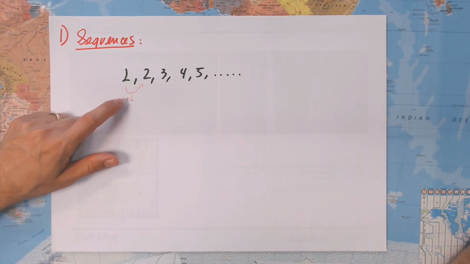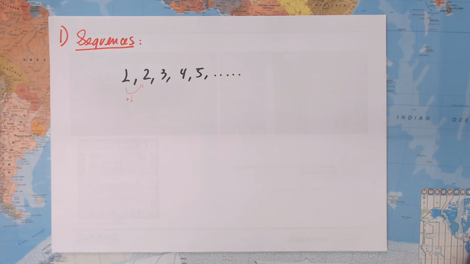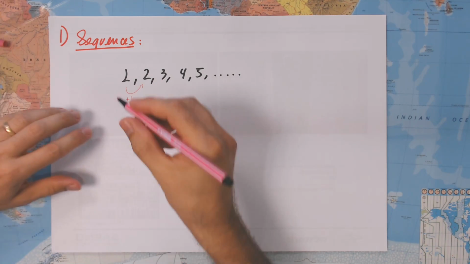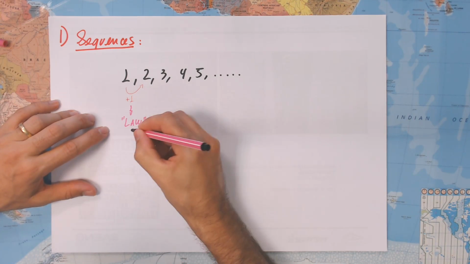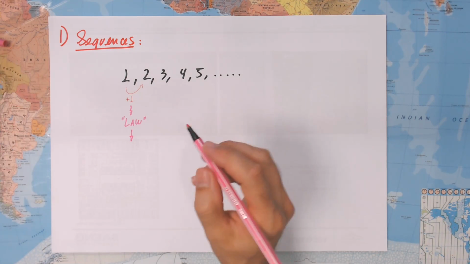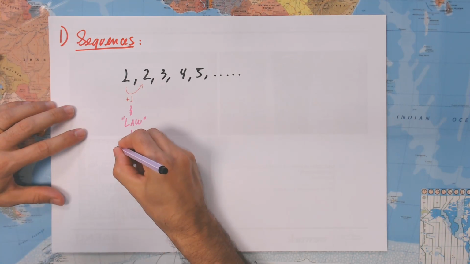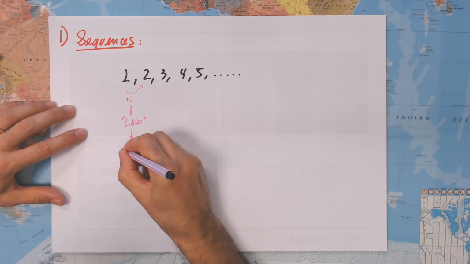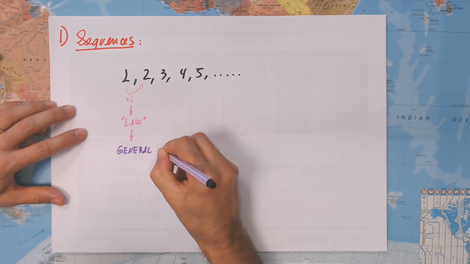But of course, it's not good to call it a law. In math we have a better definition for this law. We are going to name it the general term. And this is what we're going to write here. So our law, in this case, is going to be our general term.